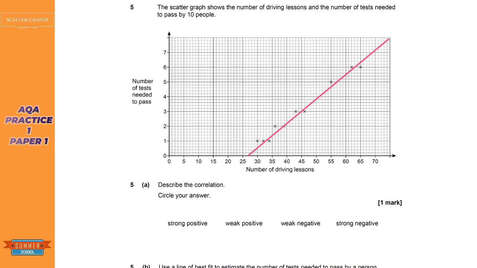Okay, so it says describe the correlation. Well, if you look at the points, they are all very close to the line of best fit. So first of all, it's going up, so it's going to be positive, just like the last one. But I would not say it's weak. Weak is when you've kind of got points like this, quite far away from the line of best fit. This is definitely a strong positive.